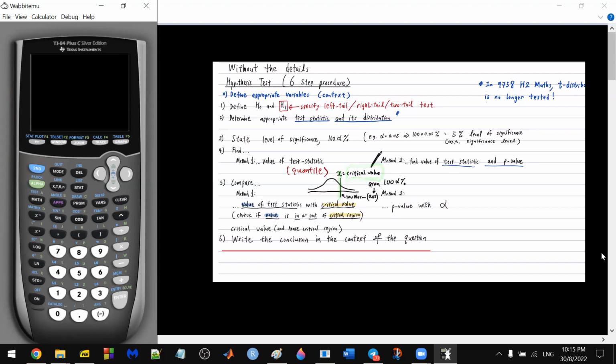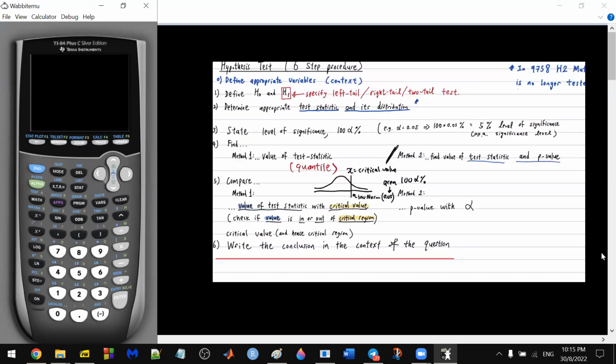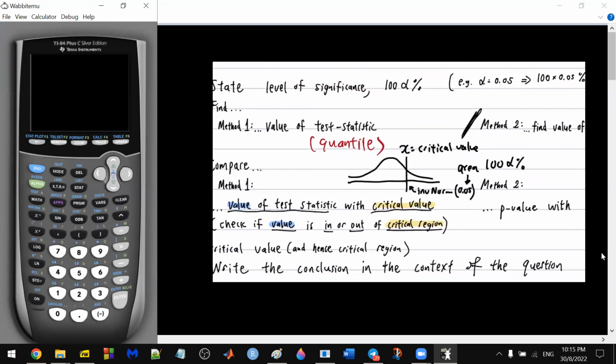Okay. Then you're supposed to compare your test statistic. Is it to the left or to the right? In or out of the critical region. In this case, the critical region depends on the type of H0 and H1 you have. If your H1 is testing mu to be more than, then it's a right tail test. Mu to be less than, it's a left tail test. Mu not equal, then it's a two tail test.